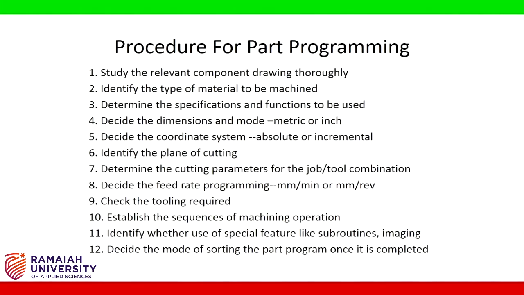Procedure for part programming. Study the relevant component drawing thoroughly. Identify the type of material to be machined. Determine the specifications and functions to be used. Decide the dimensions and mode, metric or inch. Decide the coordinate system, absolute or incremental. Identify the plane of cutting. Determine the cutting parameters for the job or tool combination.